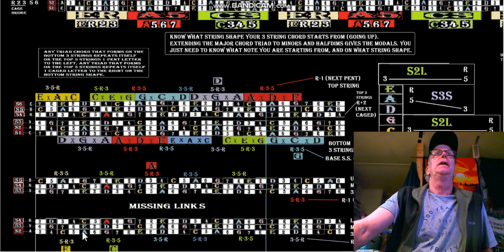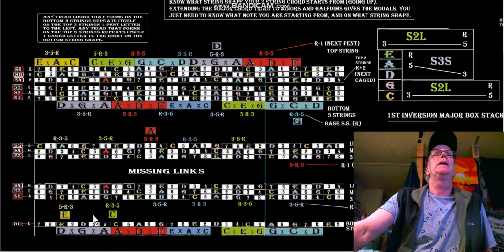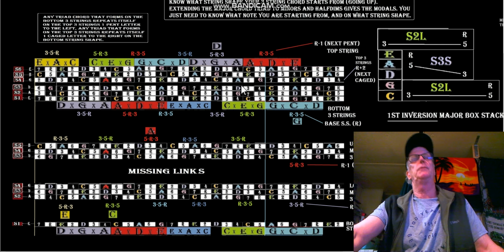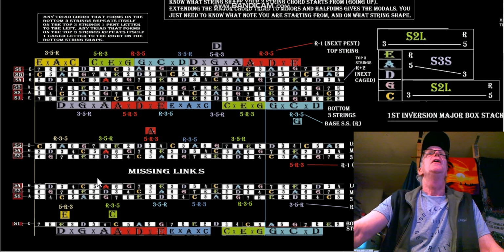Here's a letter, here's a letter, here's a letter, here's a letter, and here's a letter. Here's CAGE, C, A, G, E. I always do my CAGE check. Do I have all 5 positions?